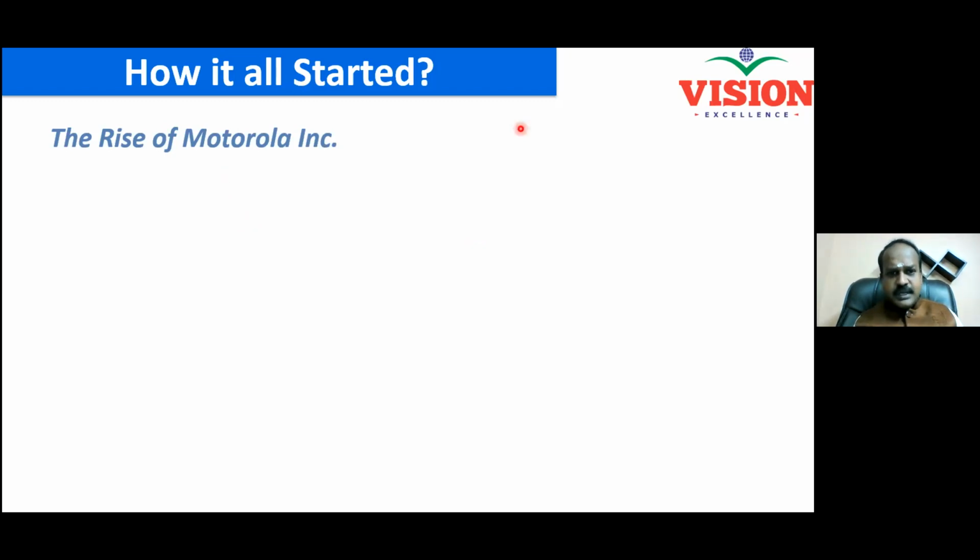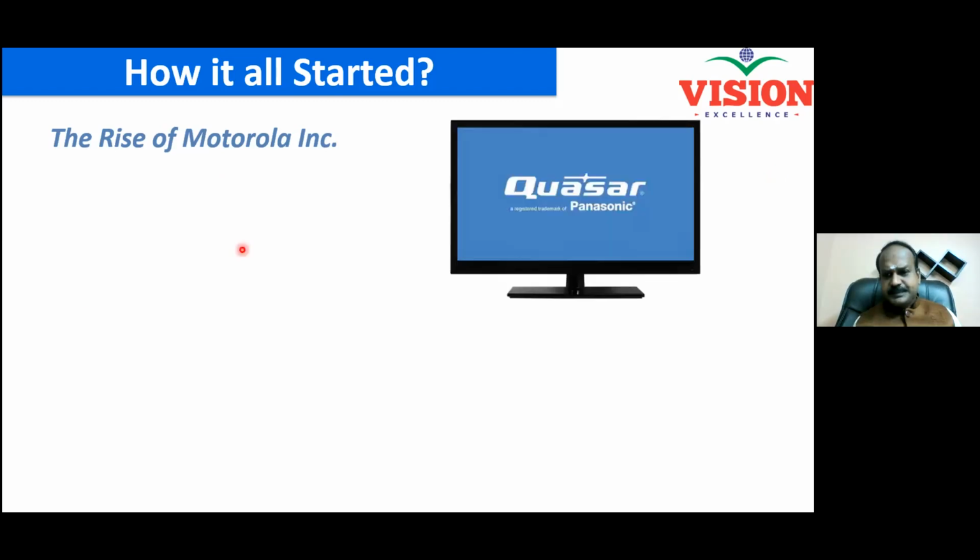Motorola was also struggling to produce quality products and services. Motorola is a US-based company. So in the 1980s, Motorola was actually manufacturing televisions under the brand name called Quasar. Televisions under the brand name called Quasar.